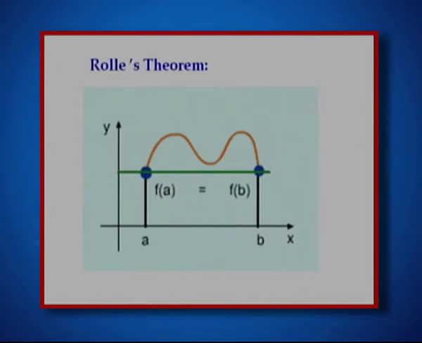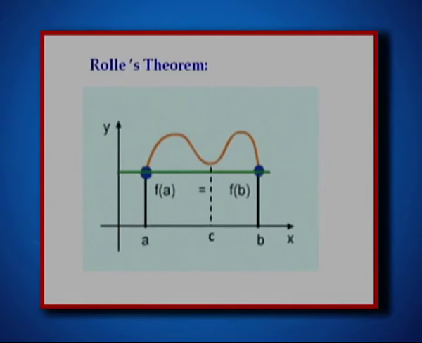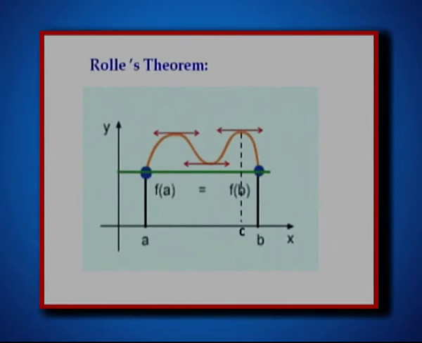That means the function starts and ends at the same height from the x axis. And if all these three conditions are satisfied, then between a and b there must exist at least one c at which we are looking at something special happening. What you see in this case is that there exists at least one c between a and b at which the curve is turning, and at these points the tangent will be parallel to x axis. And if tangent is parallel to x axis, the slope would be 0, and that is exactly what we mean by f dash of c is equal to 0.